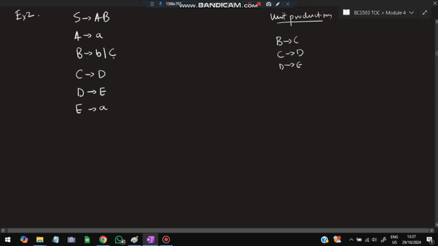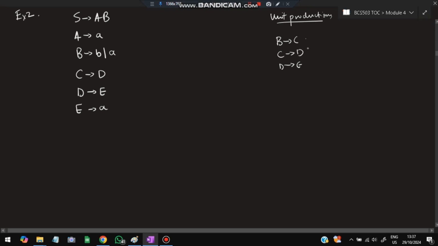B goes to C. Instead of C, I can substitute C goes to D, and D I can substitute as D goes to E. E I can substitute as E goes to A. So I can directly write here B goes to A. Eventually it's going to a terminal here, so I can directly write the terminal in this spot. After that, C goes to D.